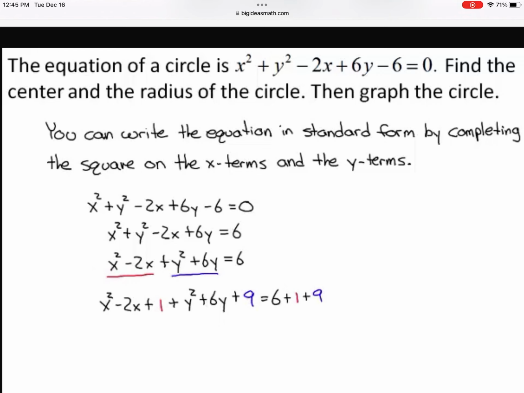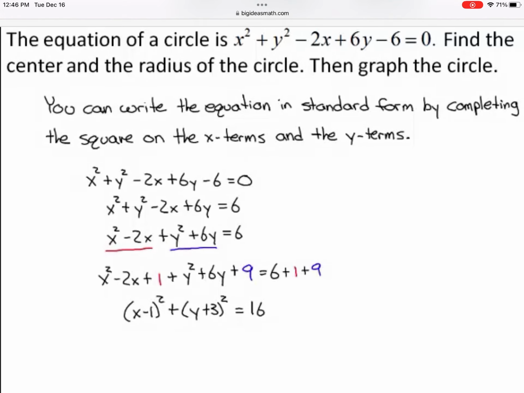Next, factor the expression x squared minus 2x plus 1 on the left side of the equation to get the quantity x minus 1 squared, and factor the expression y squared plus 6y plus 9 to get the quantity y plus 3 squared. Then simplify the right side of the equation to get 16. So the quantity x minus 1 squared plus the quantity y plus 3 squared equals 16.